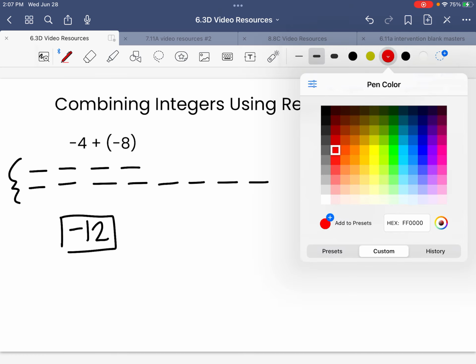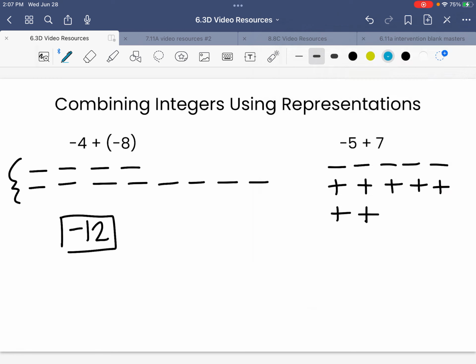So when I look here, I see that this positive and negative will create a zero pair. This positive and negative will create a zero pair. This positive and negative will create a zero pair. And the last two sets of negative and positive will create a zero pair. So I am left with only 2 pluses, which represents that my solution is a +2. So -5 plus 7 is a +2.